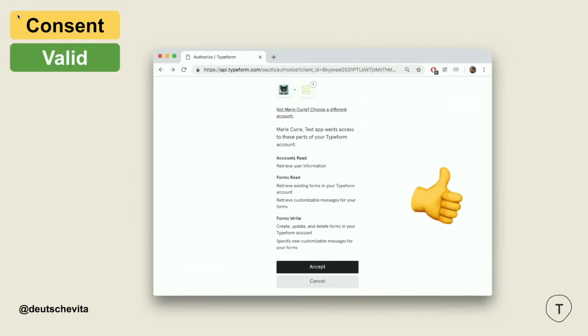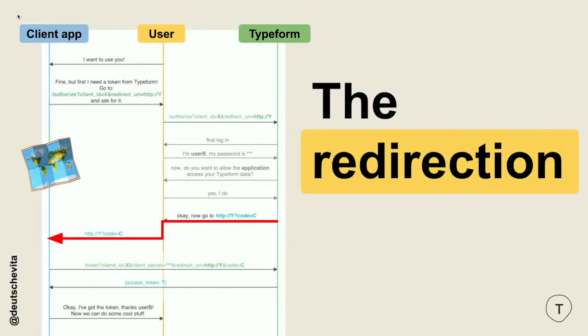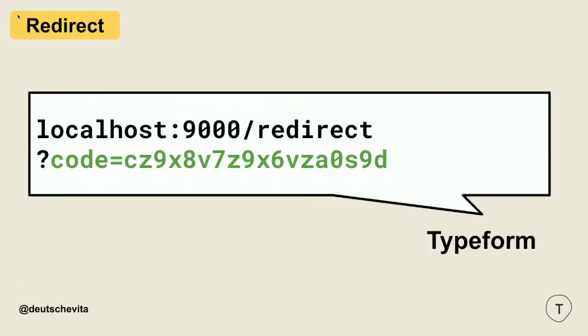Okay, but let's say that everything in my link is finally correct and that the user accepts to grant me these permissions, so what's next? The next step is called the redirection. So this is where the redirect URI comes into play. It's an interaction from Typeform to my application, to my application's redirect URI endpoint, and again, it's through the user's browser. So it basically looks something like this. It's hitting my redirect endpoint and sending a temporary code that my app needs to capture and then use in the following and final step.